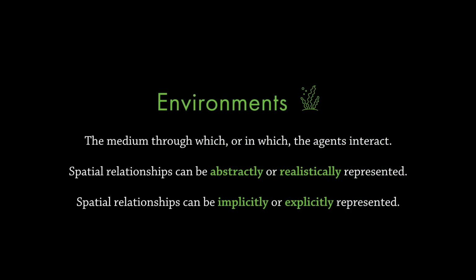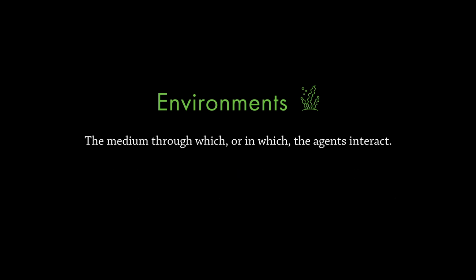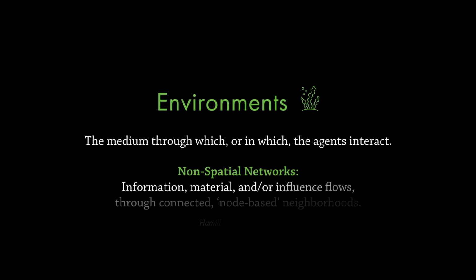There are also many ABMs that do not include spatial relationships, but rather the interaction environment is structured by non-spatial networks. Non-spatial networks provide a structure for non-random interactions among agents. Interactions may take the form of information, material, and/or influence flows. For a basic primer on social networks and ABMs, see Hamill and Gilbert 2009.